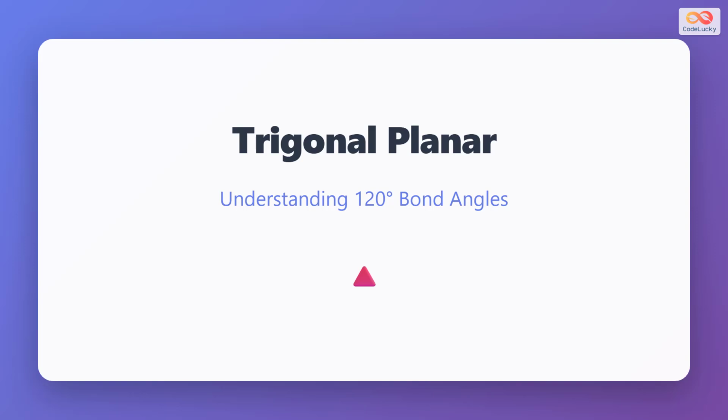Welcome to this lesson on trigonal planar molecular geometry. Today, we're going to explore one of the fundamental shapes that molecules can take, characterized by its distinctive 120-degree bond angles. This flat, triangular arrangement is crucial in understanding how atoms bond together in chemistry.